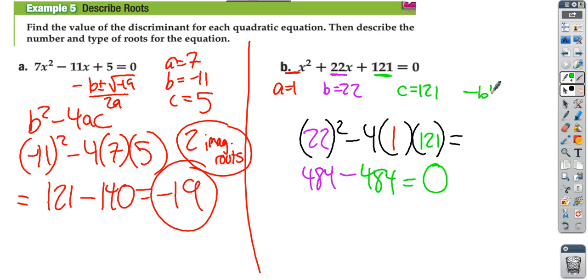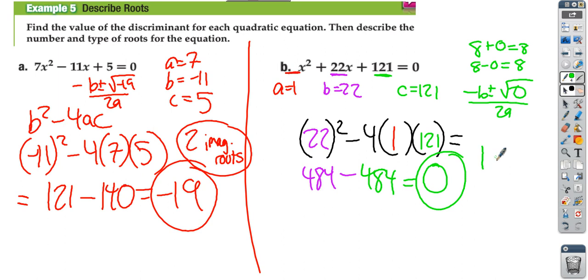So when we do this in the quadratic formula, we're going to have square root of 0. Remember, anything plus 0 is the same number as anything minus 0. Like if that were 8, you have 8 plus 0, and 8 minus 0, what do those both equal? They both equal 8. So this means we're only going to have one real solution.